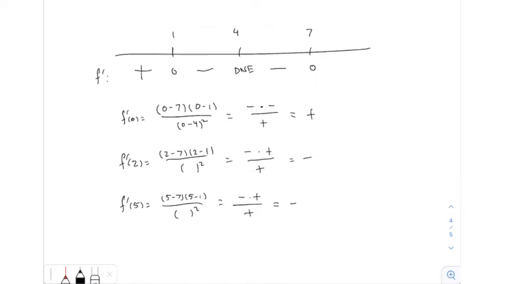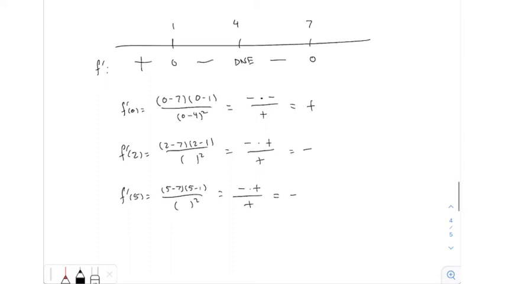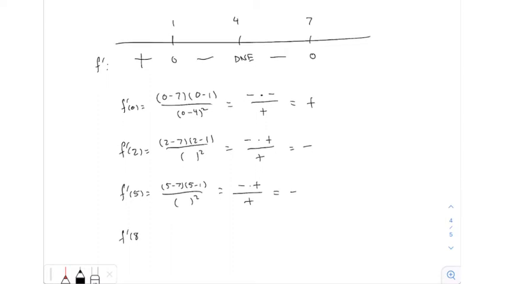And then to the right of 7. 7 is our rightmost value there. On the right of 7, let's choose 8, I guess. f prime of 8 is 8 minus 7, 8 minus 1 over something squared. This is positive, positive over positive. All positive, like so. All right. I hope I did it right.